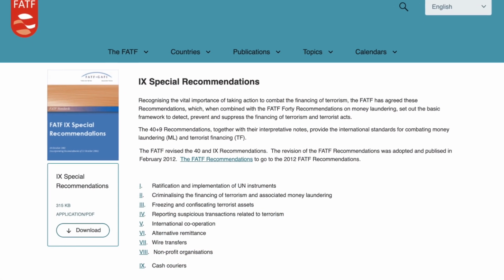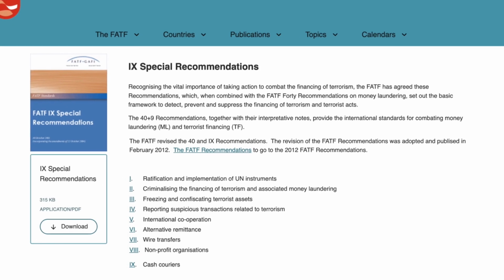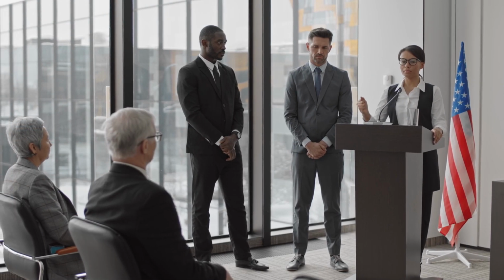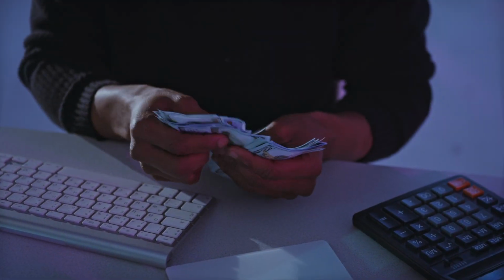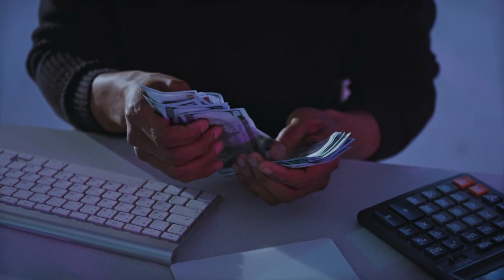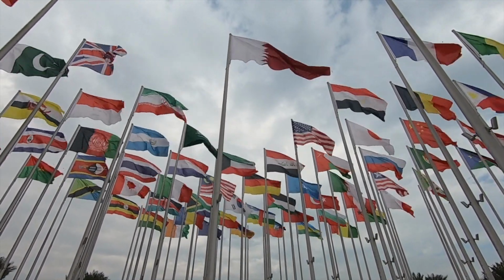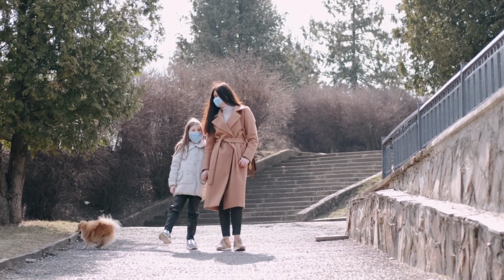The 40 recommendations on money laundering, along with the special recommendations on terrorist financing, now expanded to 9, collectively establish the global benchmark for implementing effective measures against money laundering and the prevention of financing terrorism and terrorist acts. These recommendations serve as the international standard, providing guidance and best practices to governments, financial institutions, and other stakeholders to combat these illicit activities. By adhering to these recommendations, countries can enhance their anti-money laundering frameworks and strengthen their efforts to counter the financing of terrorism, thereby contributing to global security and stability.